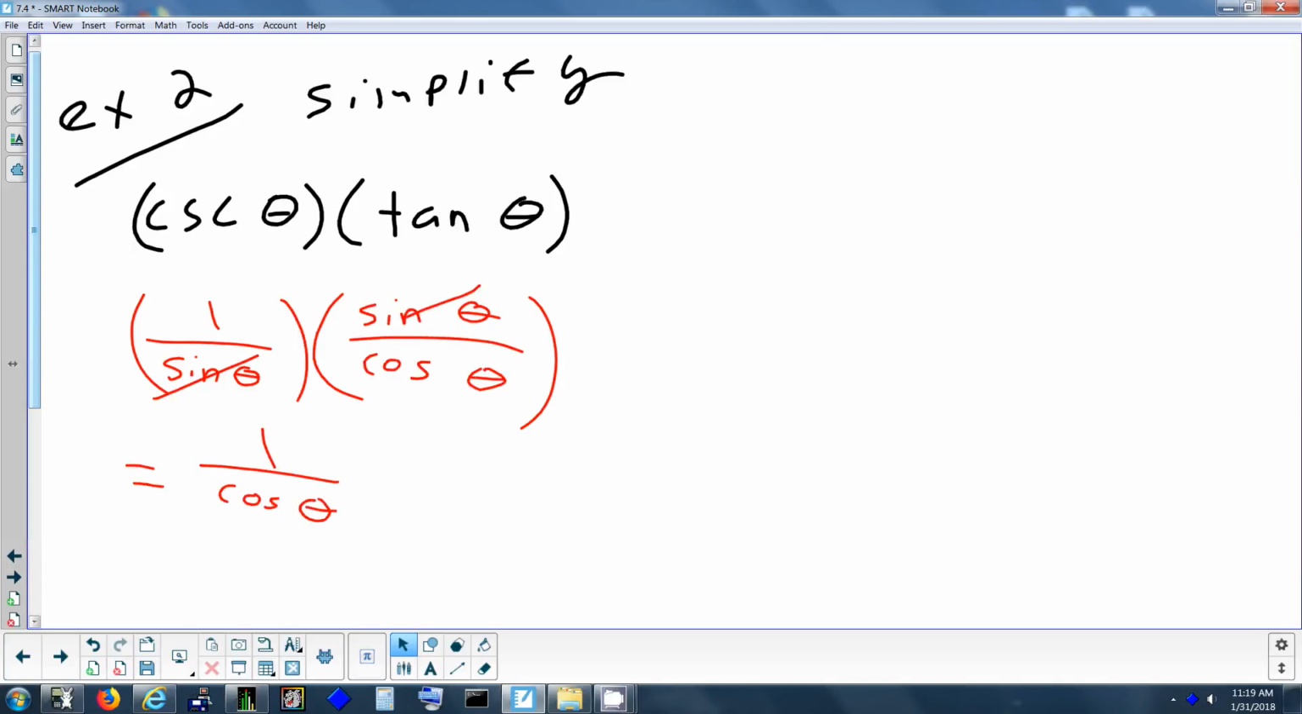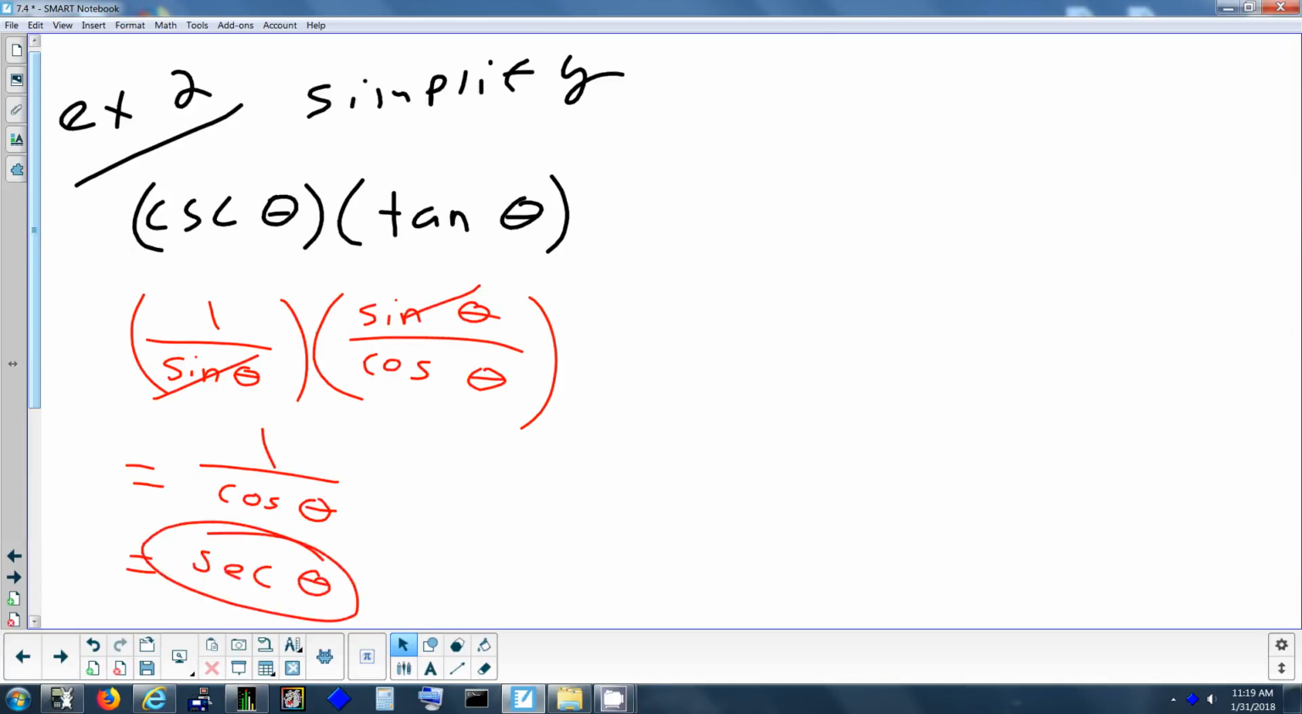And at this point, you might say, well, should I stop there? Is that as much as I should do? I would argue that if you can write a final answer not as a fraction, that's simpler than having a fraction. So I would go one more step with that. What is 1 over cosine? It's secant.